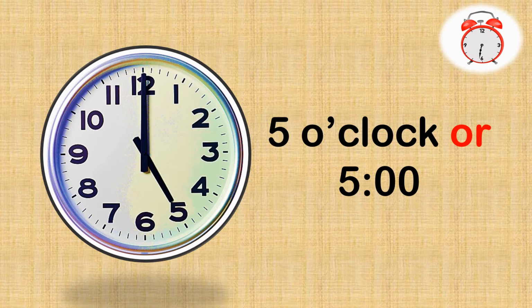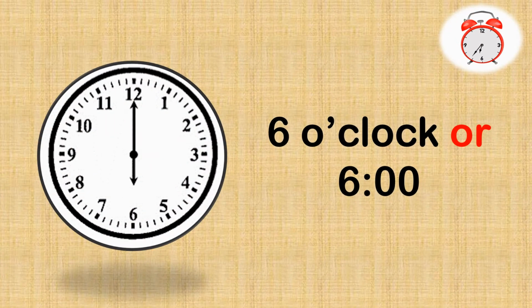Children, can you see in this clock the hour hand is on 5 and the minute hand is on 12. So, the time is 5 o'clock. We read it as 5 o'clock. We write it as 5 colon 0 0 or as 5 o'clock.